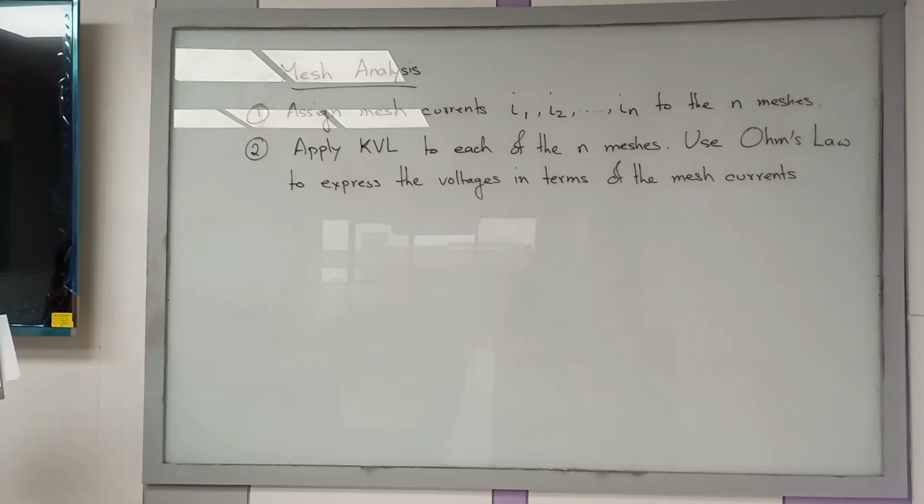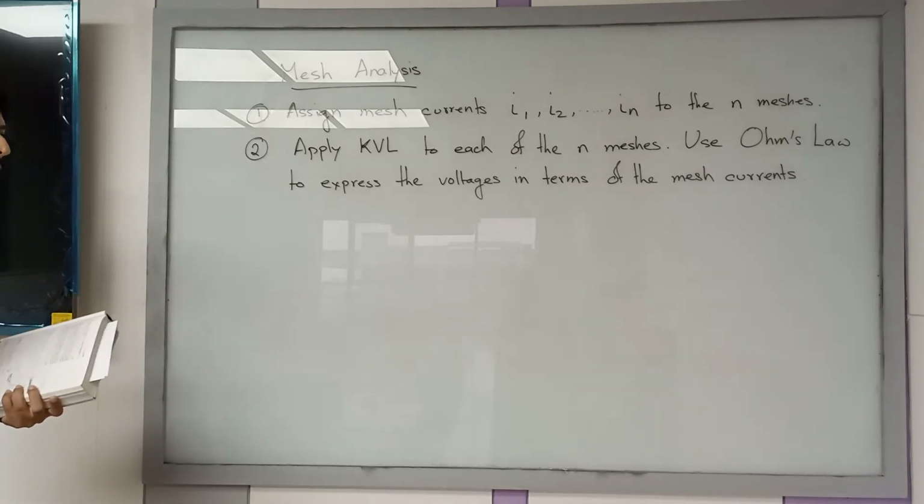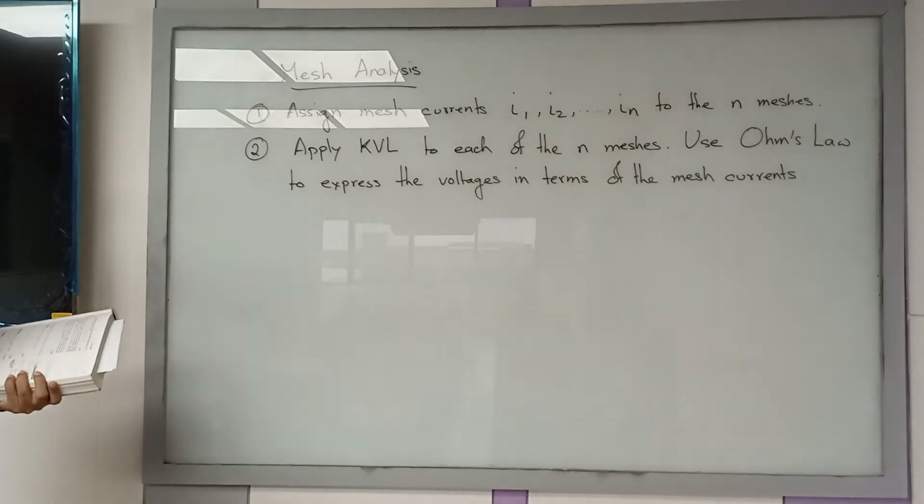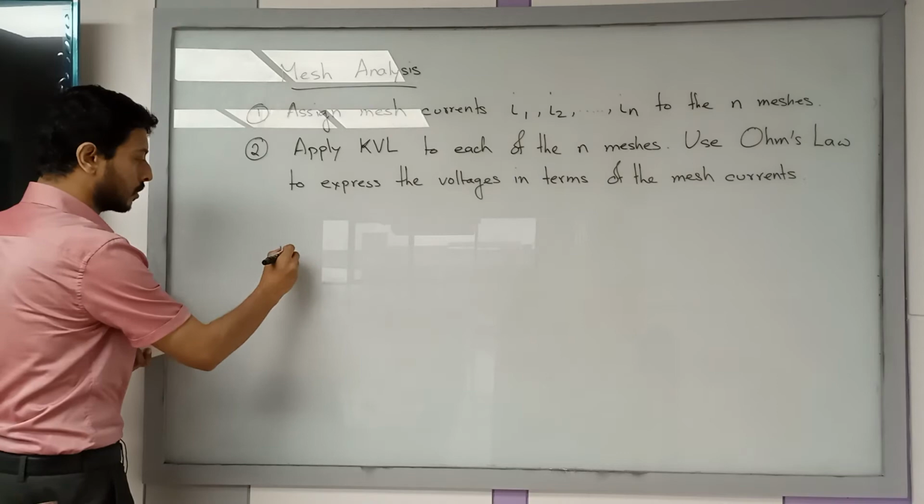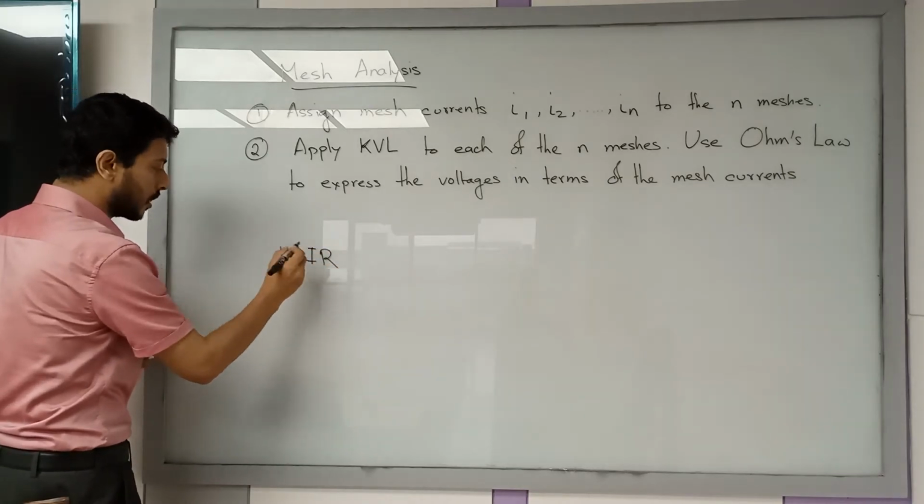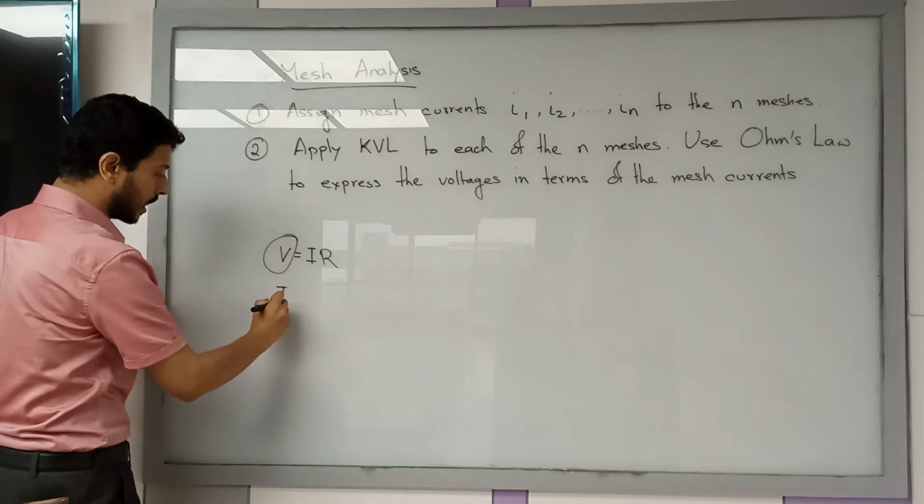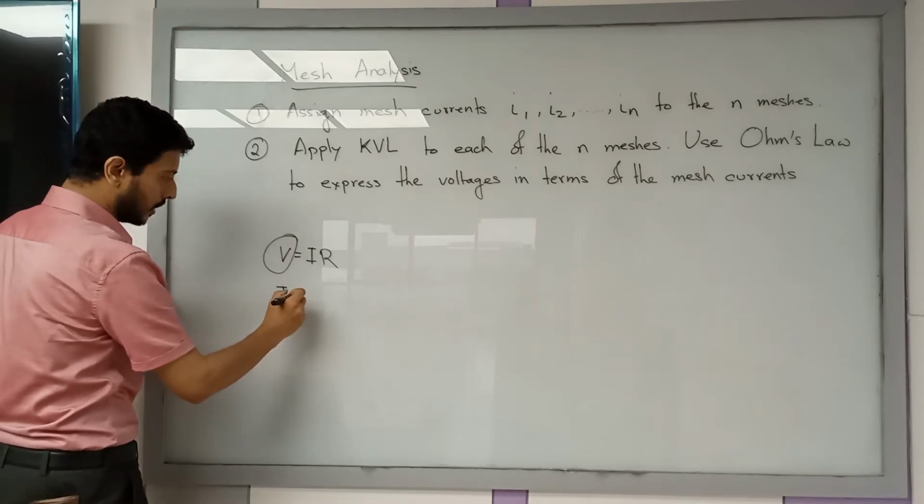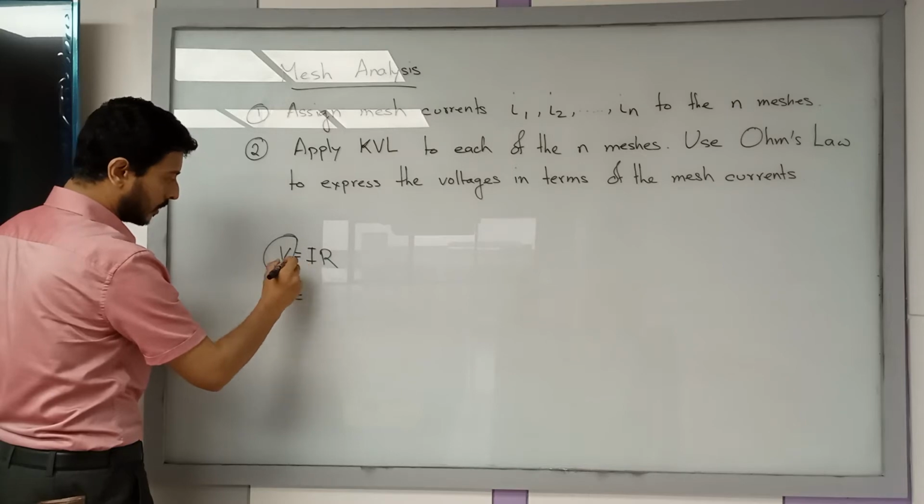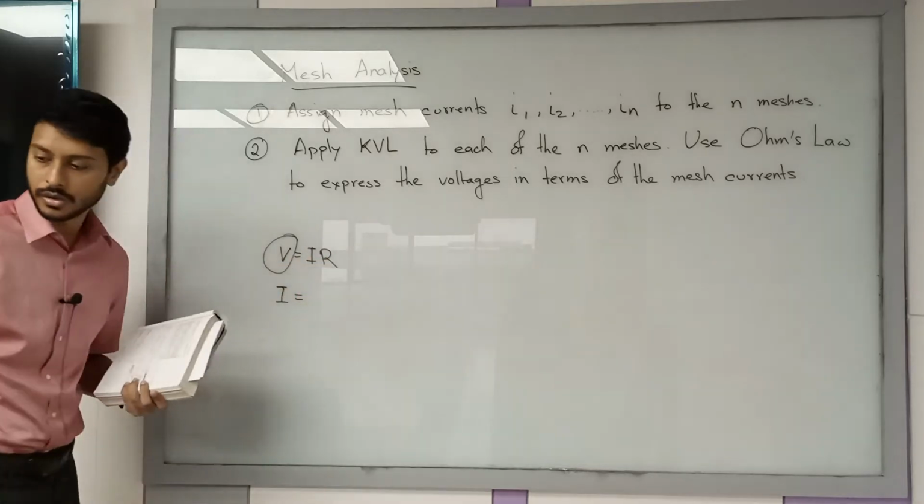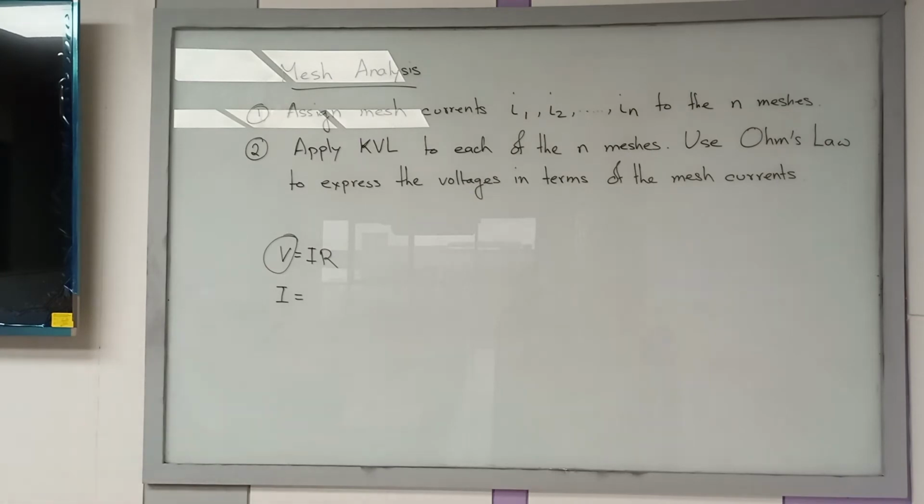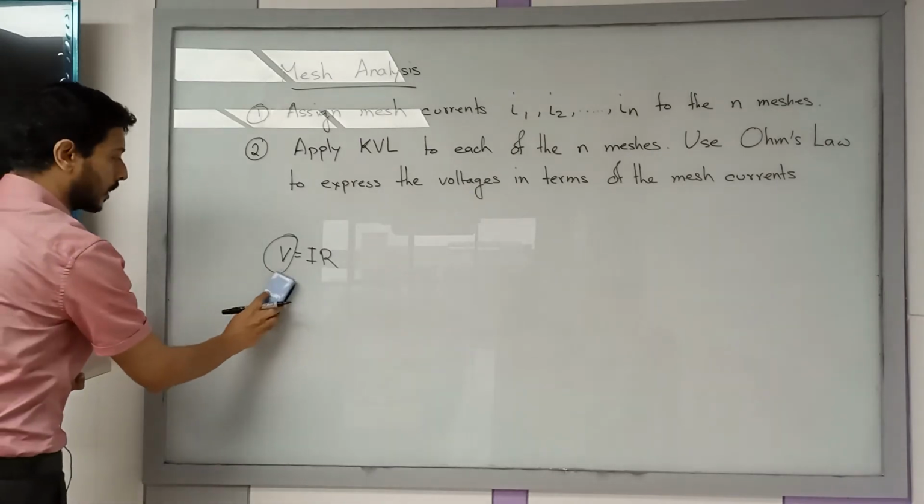Then you will get an equation, and you have to use Ohm's law to express the voltages in terms of mesh currents. If you get an equation related to voltage, you need to convert that voltage using Ohm's law. You know that V is equal to IR, right? So you have to represent this voltage in terms of current. Yes, V is equal to IR. So you have to replace the voltage with IR.